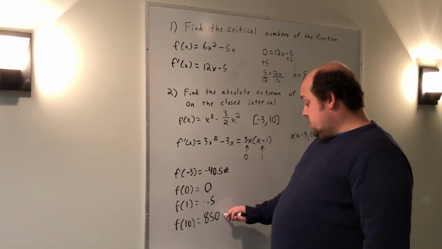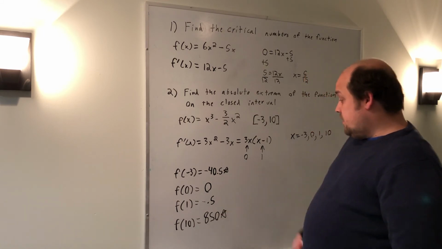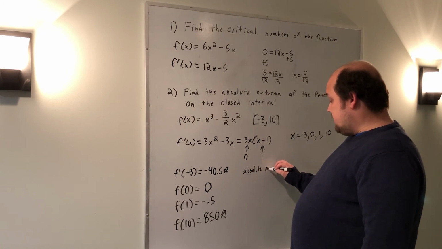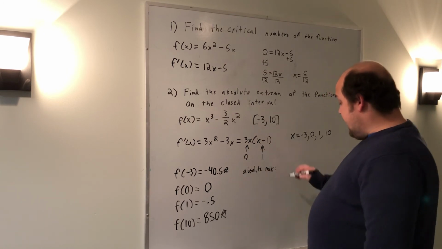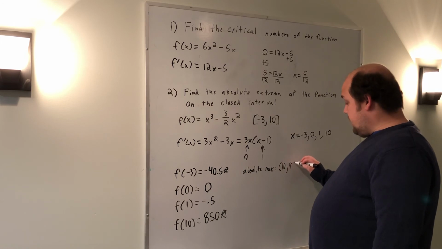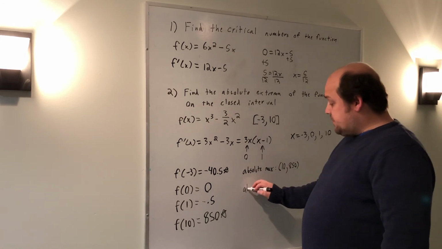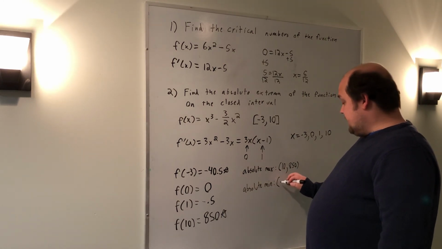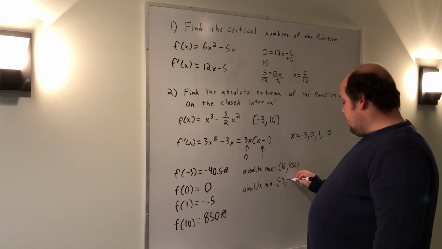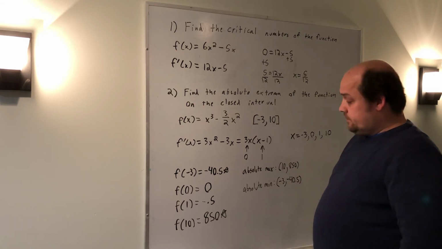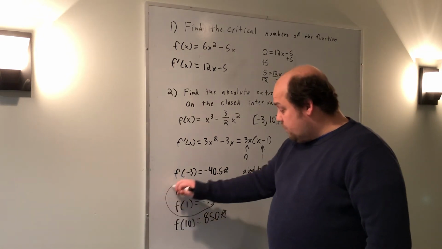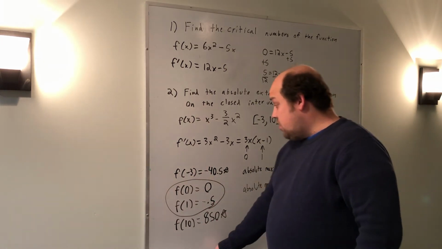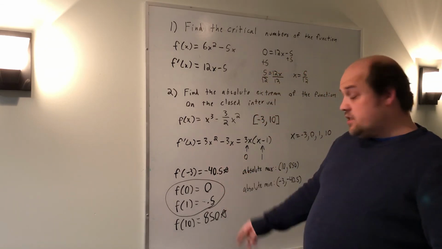This is the smallest, this is the largest. So this has an absolute max when x equals 10 and y equals 850. This has an absolute min when x equals -3, y equals negative 40.5. So these would be relative mins and maxes that the problem doesn't ask for. The absolutes are just the largest and smallest value, I say.